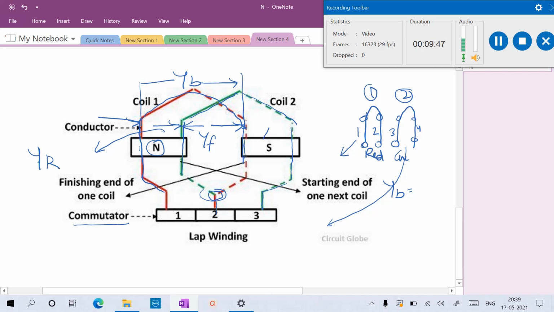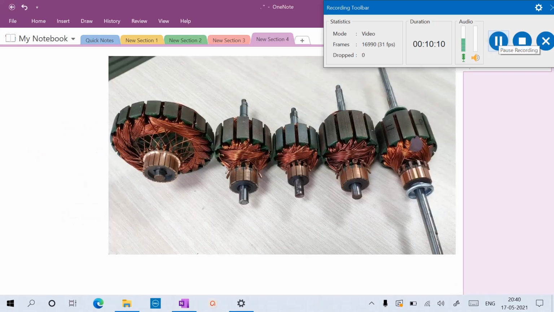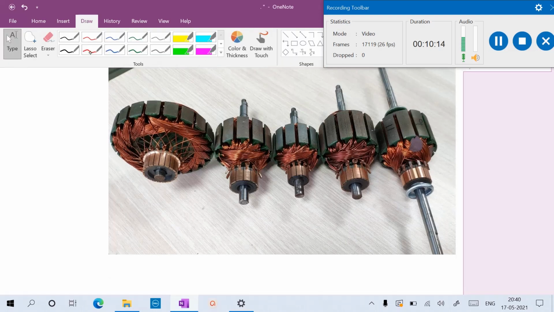So this is the basics we saw last class. At the same time, we have already seen single layer and double layer slots, progressive and retrogressive, and multiplex, triplex and quadplex windings. Now let us see in this class what the different types of armature windings are. You can see these are the different armatures.